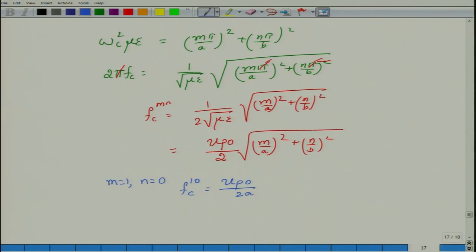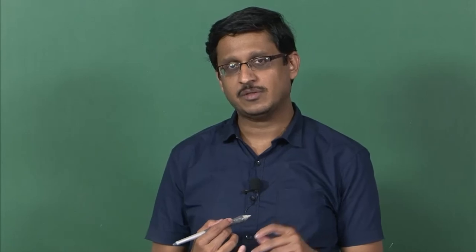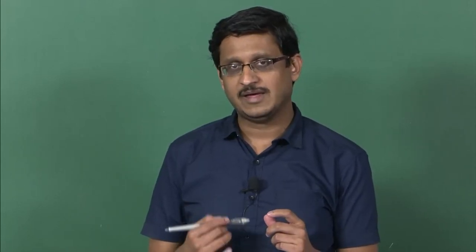Now suppose you try m equal to 0 and n equal to 1. This would correspond to the mode TE01, whereas the previous one corresponds to the mode TE10, right? So what would be the cutoff frequency here? fc01 is equal to up0 divided by 2b. Well, we have already said that a is greater than b. Because a is greater than b, and a and b appear in the denominator rather than in the numerator, the cutoff frequency fc10 will be less than the cutoff frequency fc01. So this is true for a typical waveguide that we consider: the cutoff frequency for the 10 mode will always be lower than the 01 mode.